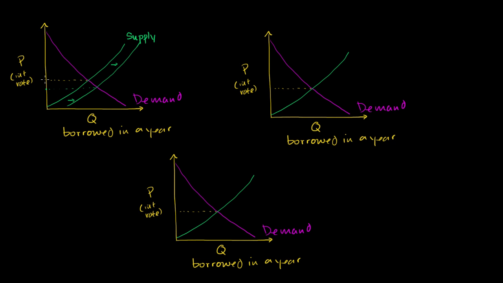And that's why when the Federal Reserve says, I want to lower interest rates, they do so by printing money. And they print that money and lend it out in the market. And that essentially has the effect of lowering interest rates. Now let's think about another situation.